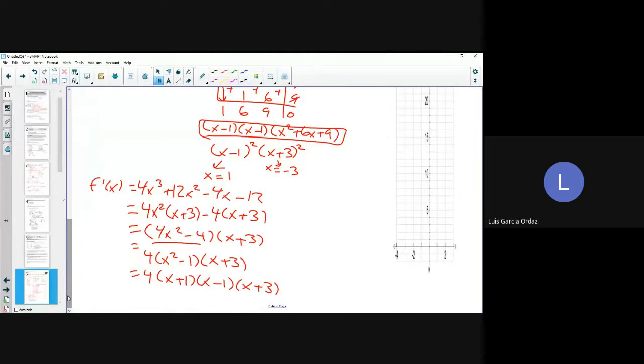So my roots are x is equal to 1, x is equal to negative 1, and x is equal to negative 3. Now my restriction on this graph to evaluate the max and min values is between negative 2 and positive 2, which is not going to count in my graph. Which one am I not going to include?